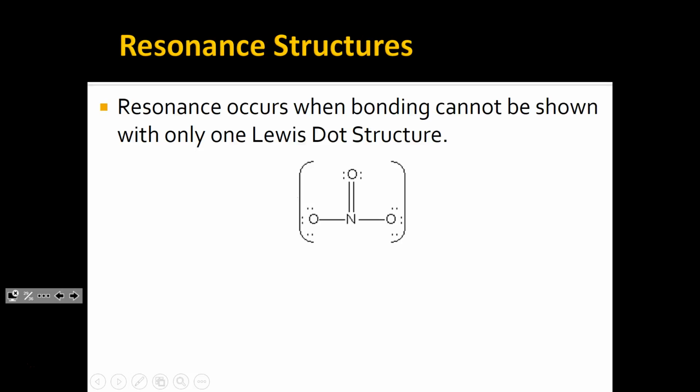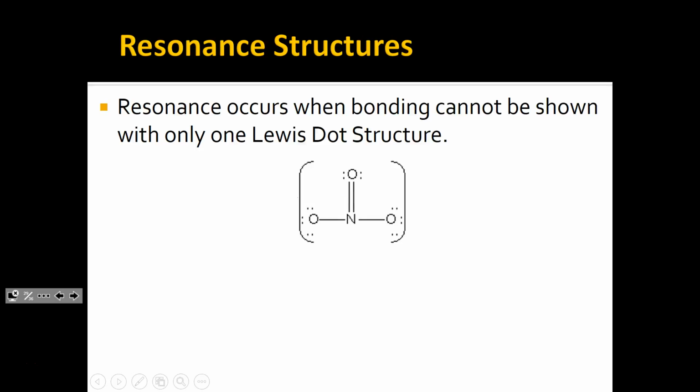And so sometimes you can have molecules that exhibit resonance. Resonance occurs when bonding cannot be shown with only one Lewis dot structure. For example, this Lewis dot structure right here is only showing a third of what's really going on. Like I said, the double bond is here in the middle, but it could have been to the left and it could have been to the right.